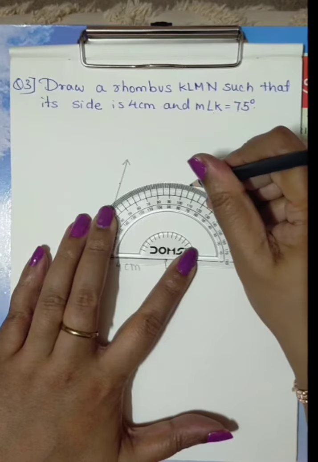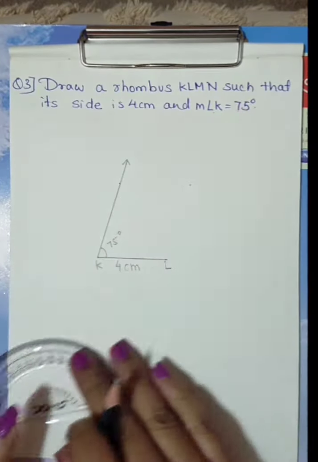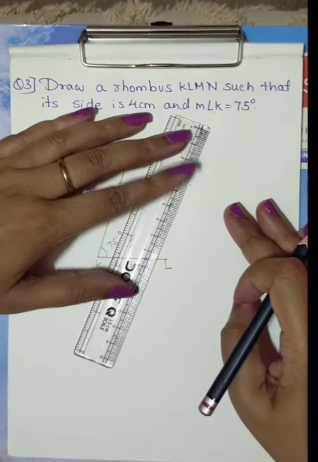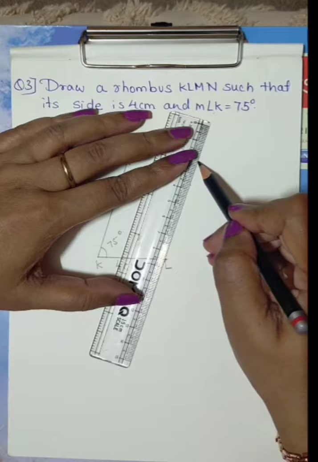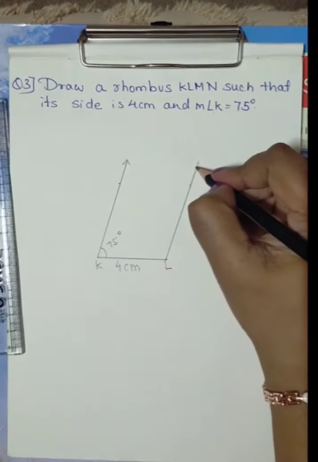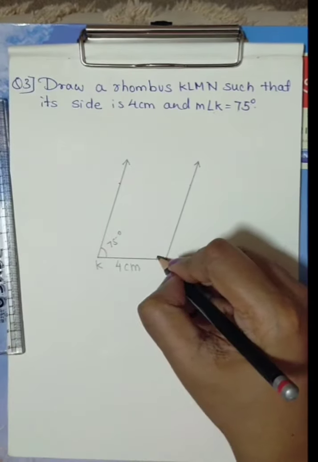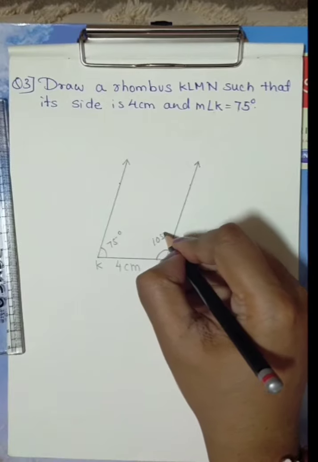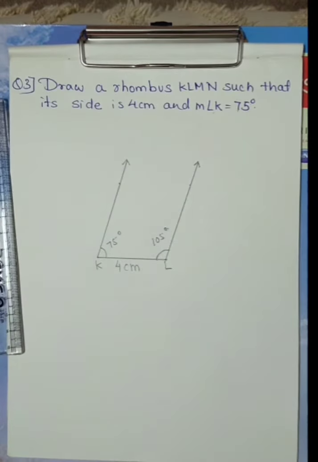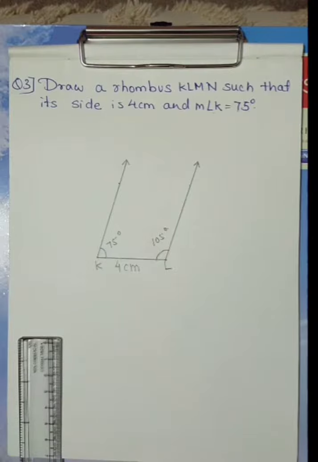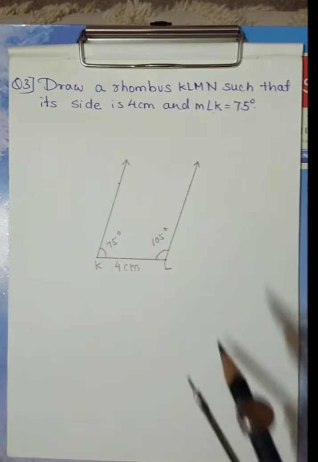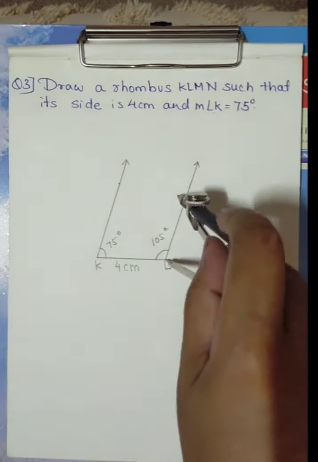Come here. Okay, I am going to join this point. This is 105 degree. Okay, now the sides are given 4 centimeter. So with the help of compass we are going to take 4 centimeter from both sides.